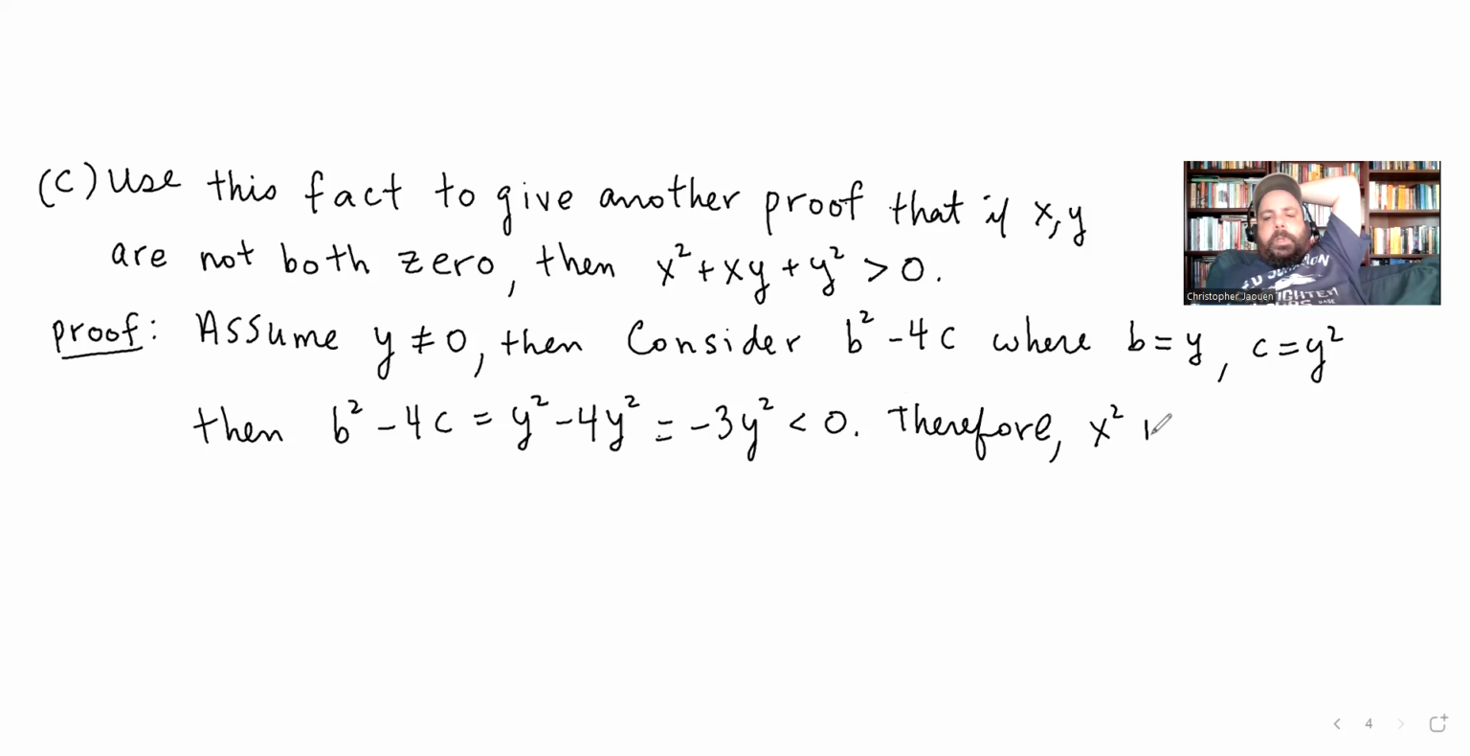x squared plus xy plus y squared is greater than 0 by part 2, or part B rather. All right, next page, part D.